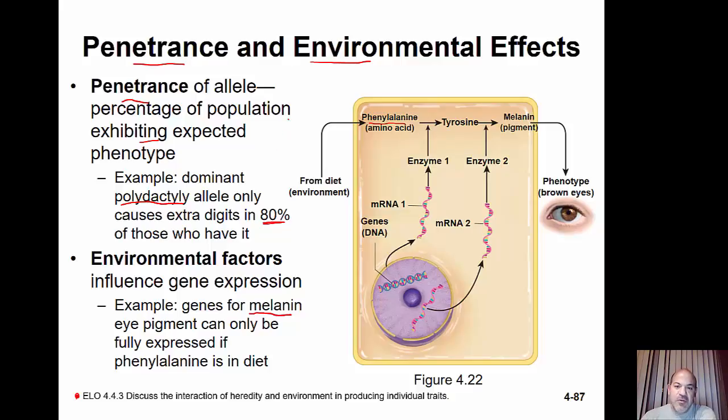But what happens when you don't get phenylalanine in your diet? Then you can't produce the tyrosine, then you can't produce the melanin. That's an environmental effect, something from the environment, in this case your diet. You're not able to get enough phenylalanine in your diet.